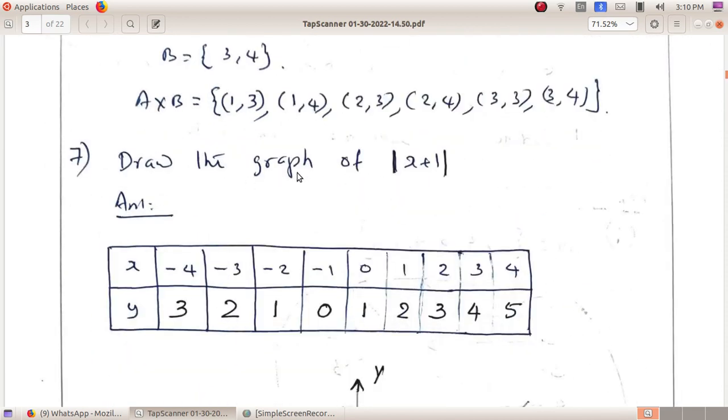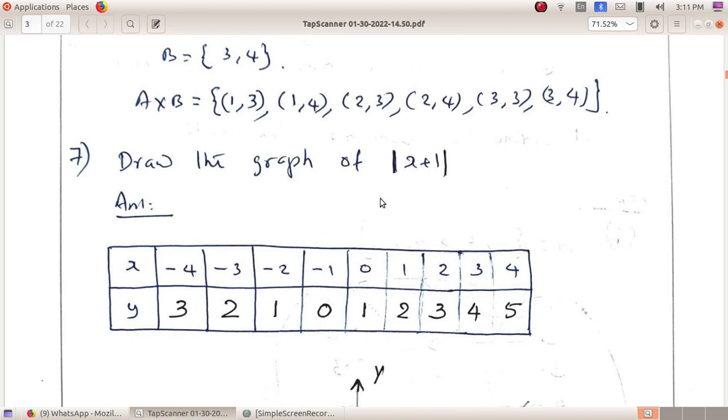Next question. Draw the graph of mod x plus 1, the absolute value of x plus 1. Let us take different possible values for x. We are taking from minus 4 to plus 4. This is arbitrary. You can take minus 5 to plus 5. Here I am taking elements from minus 4 to plus 4: minus 4, minus 3, minus 2, minus 1, 0, 1, 2, 3, 4.